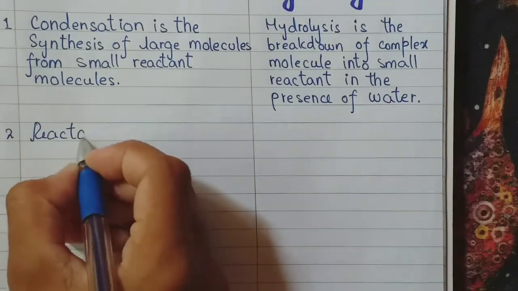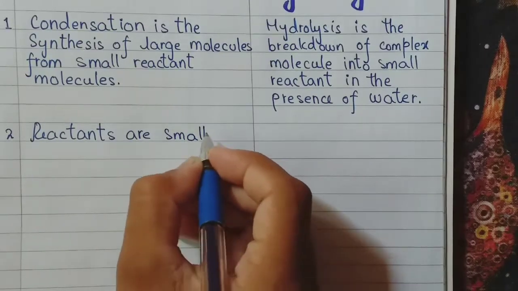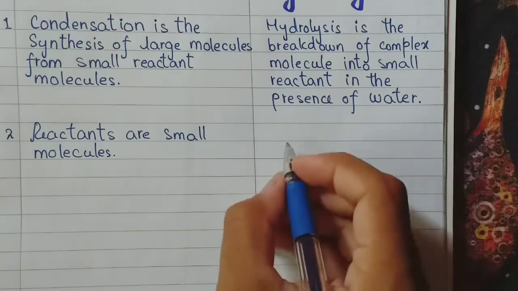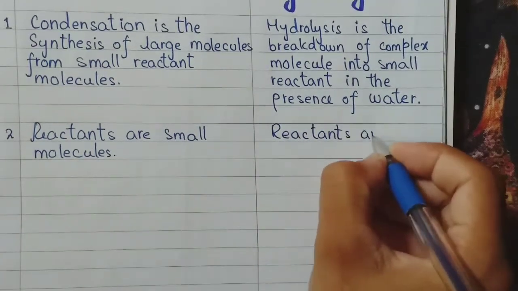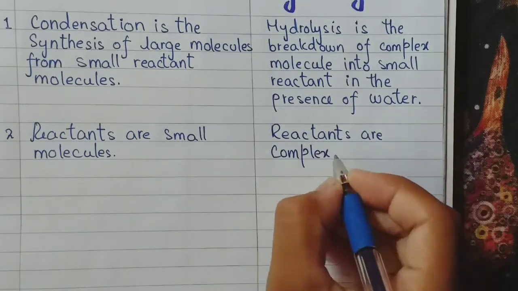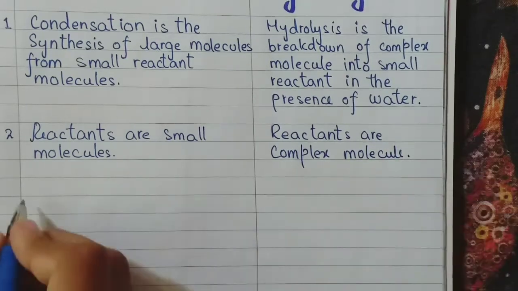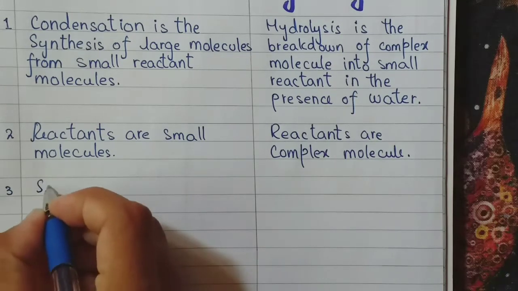So the number second difference is, in condensation, reactants are small molecules, while in hydrolysis, reactants are complex molecules. Number third difference, condensation synthesizes water, whereas hydrolysis consumes water.